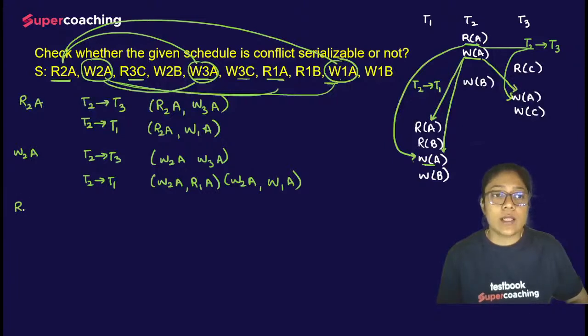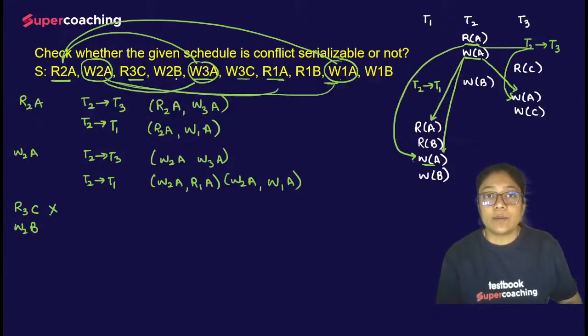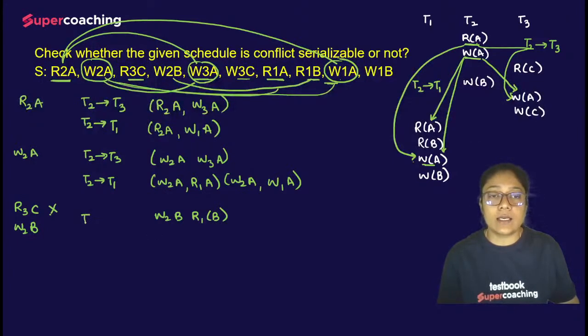No other possibility. With R3 of C there is no conflict pair coming up. W2 of B, write operation on data item B. Now we want read or write operation on data item B. So here comes the first one, W2B and R1B. So it's forming a conflict pair, that is T2 to T1. Are you all getting this?